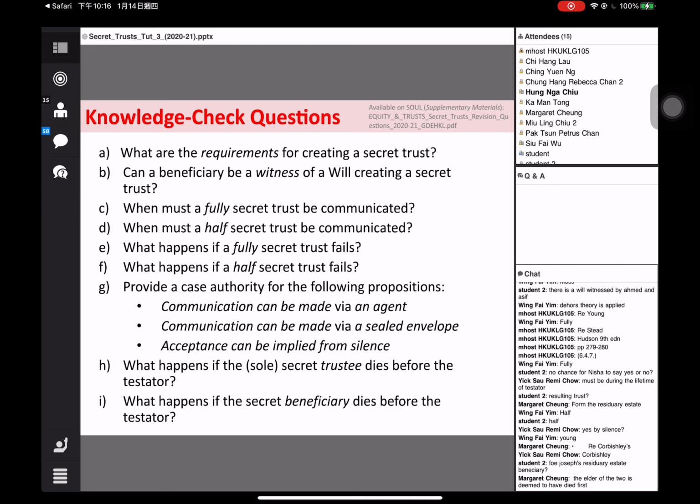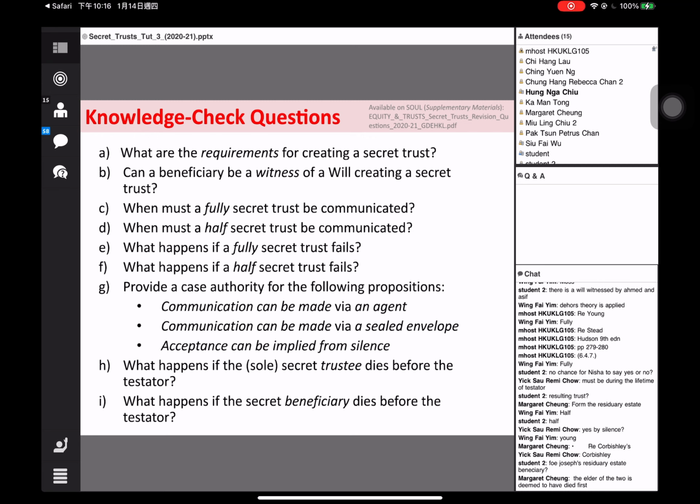And finally, the last question. What happens if the secret beneficiary dies before the testator? Well, again, the general position is that the secret trust will fail. Why? Because the trust comes into effect via the will, which in turn comes into effect upon the testator's death. Therefore, if the beneficiary is no longer living at the time of the will coming into effect, i.e. when the secret trust is constituted, then there can be no trust in his favour. That's the general position. That's Corbishley's case.